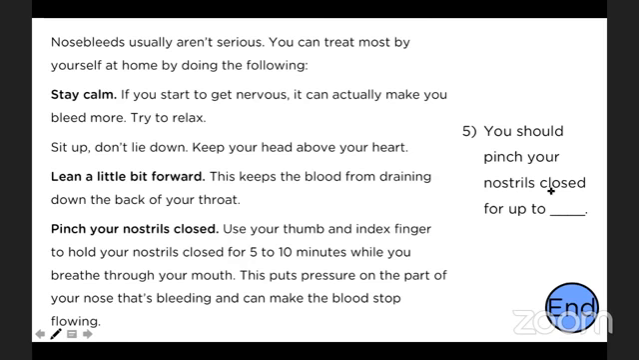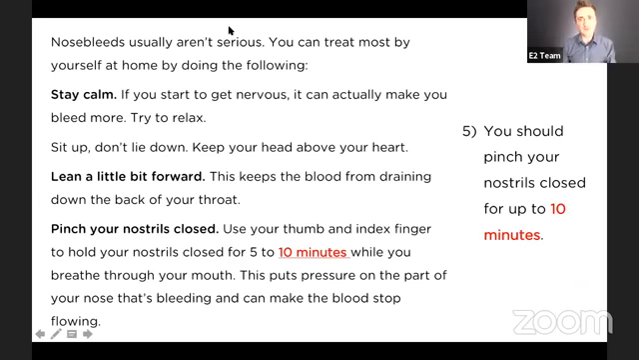Please put into the gap, and just before you do, have a look at these prepositions here. Pinch your nostrils closed for up to, I'll give you a hint, I want 2 words, maybe even a number. Good. Okay, fine. So you can write 10 minutes there. That is the correct answer, 10 minutes. If you wrote 10 TEN, that would also be correct. You can use the number or the word there.